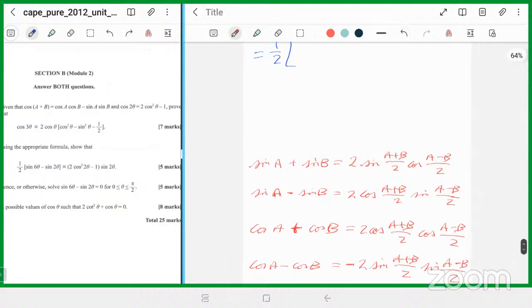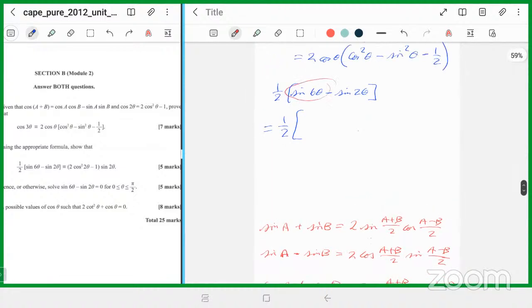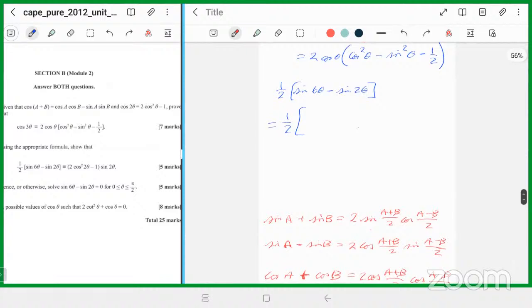So this question, which is sine of 6 theta minus sine of 2 theta, is asking us to use this one. Difference of two sines. So that the A is 6 theta and the B is 2 theta.